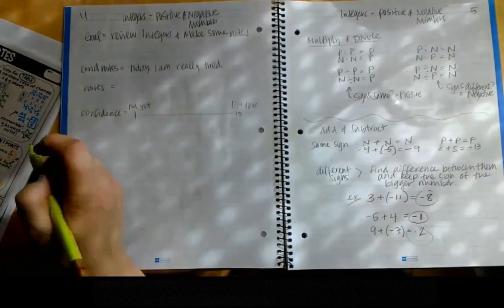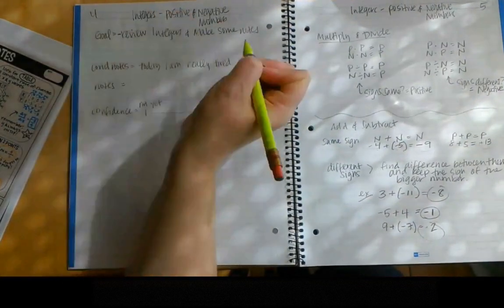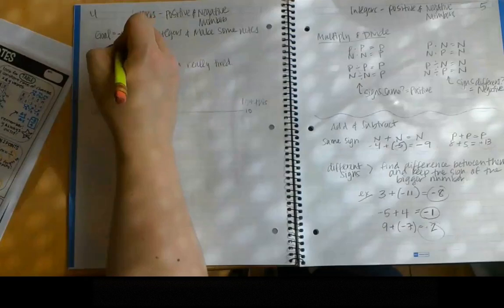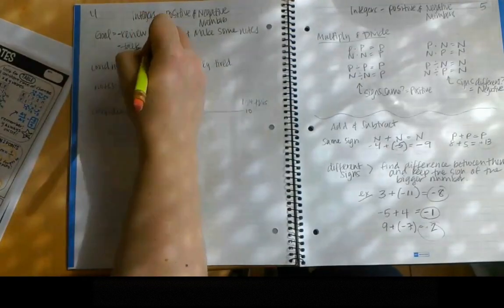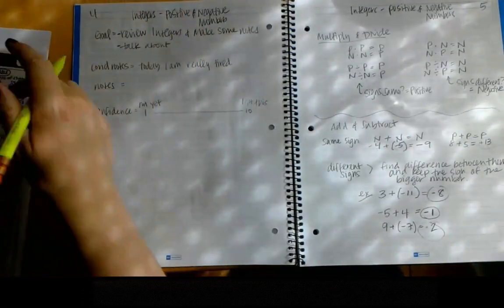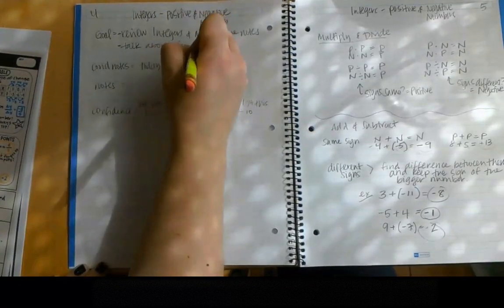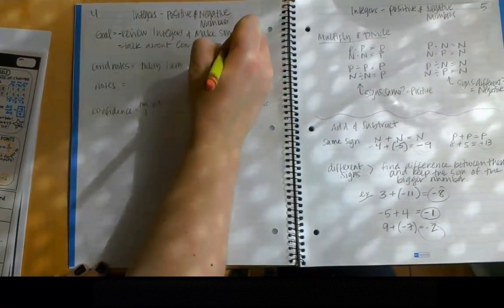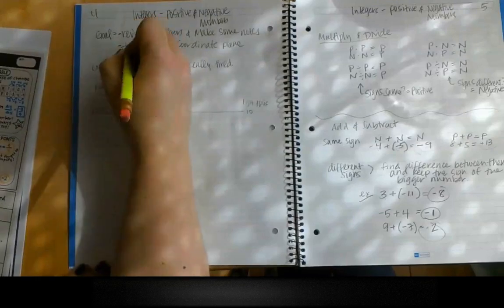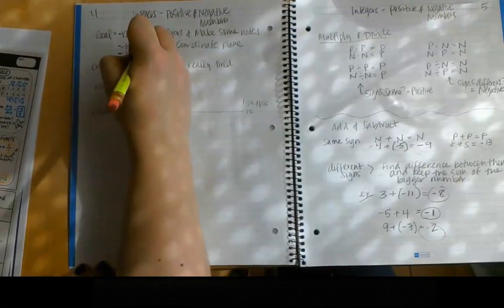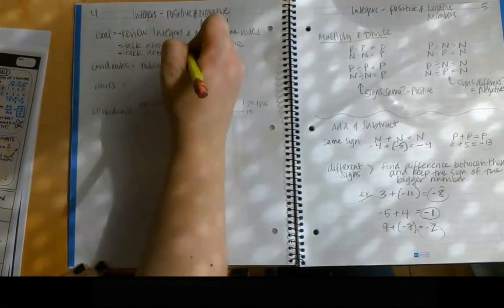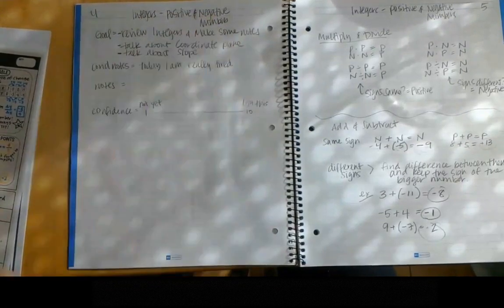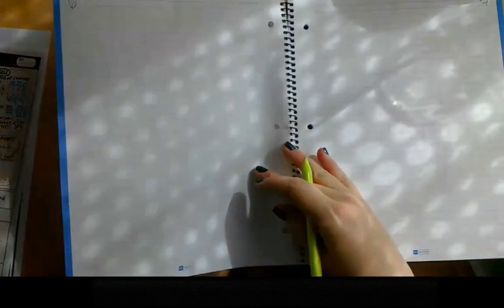So I'm just going to go back and add these goals. We already reviewed some integers and took some notes about the coordinate plane, and we're going to talk about slope. So on page 6, this is going to be my coordinate plane page.